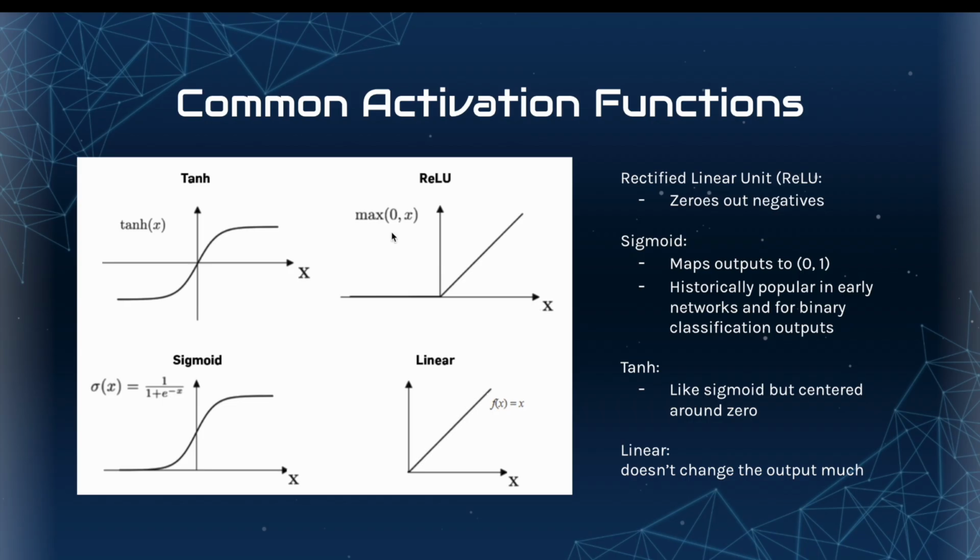Tanh is another function, which is kind of like sigmoid. However, it's centered around 0, so your outputs will be mapped to somewhere in the range from -1 to 1. And then you have a linear activation function, which essentially doesn't do much since we're already applying a linear transformation. The only thing a linear activation function could do is scale proportionately, which doesn't introduce nonlinearity.